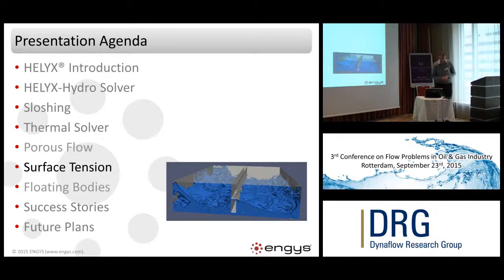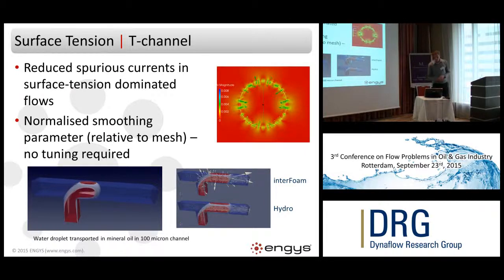So, so much for the porous additions to the solver. We've also made some adjustments to the surface tension handling. It's basically a type of automatic smoothing of the surface tension force, which gives you a field which is more like a level set type of field, and this quite significantly reduces the spurious currents that you see on the liquid gas interface. And this is just an example of a little slug of water being transported in mineral oil.